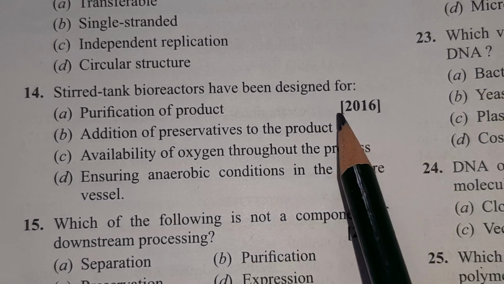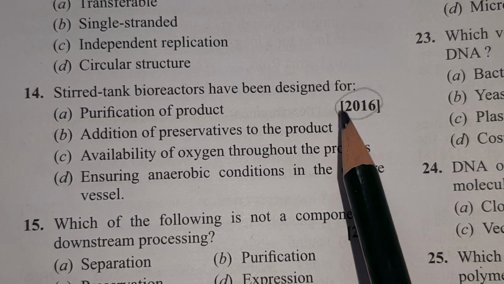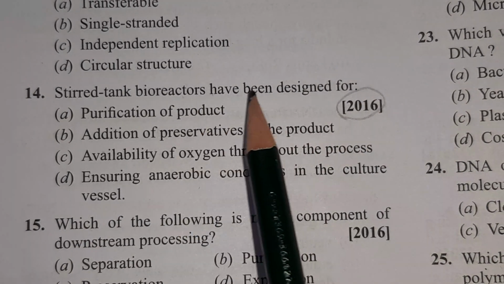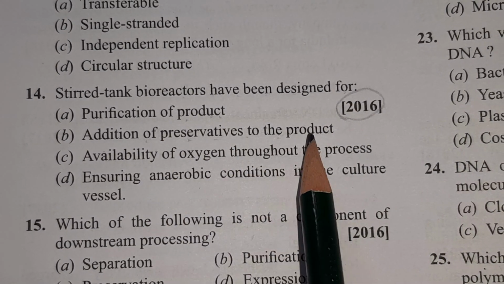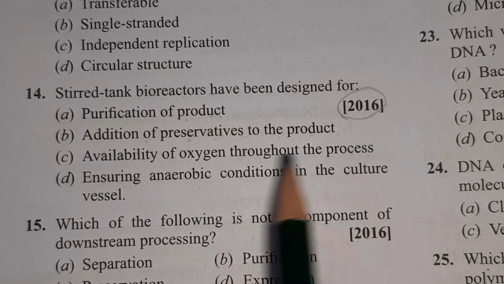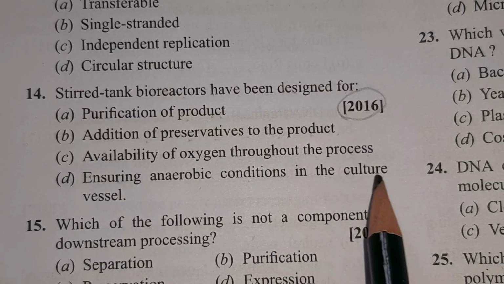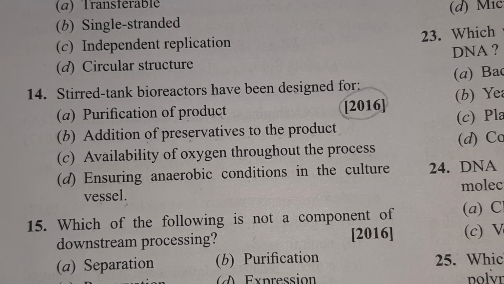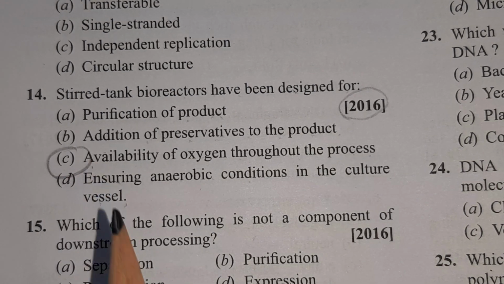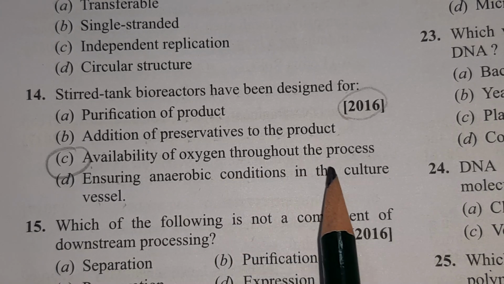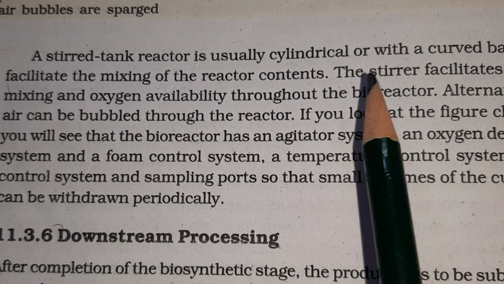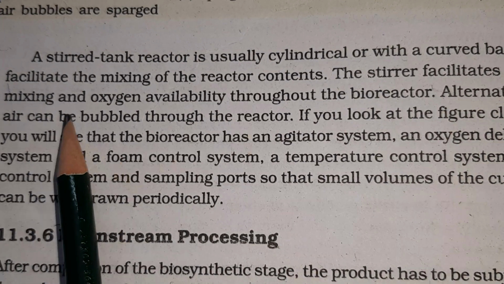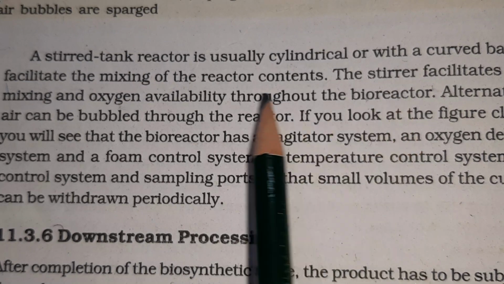This question is from 2016. Stirred tank bioreactor has been designed for A. Purification of product, B. Addition of preservation to the product, C. Availability of oxygen throughout the process, and D. Ensuring anaerobic condition in the culture vessel. The answer for this is C. Availability of oxygen throughout the process. This is present on page number 204. The stirrer facilitates even mixing and oxygen availability throughout the bioreactor.